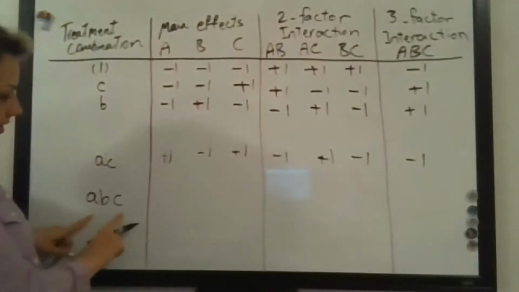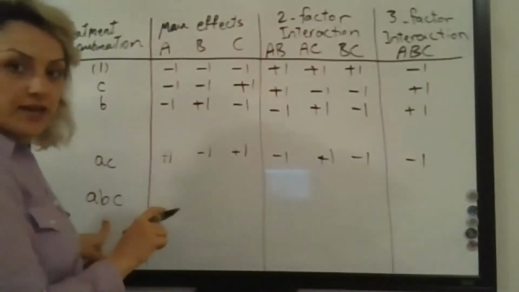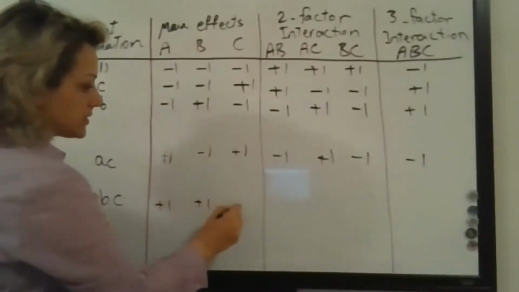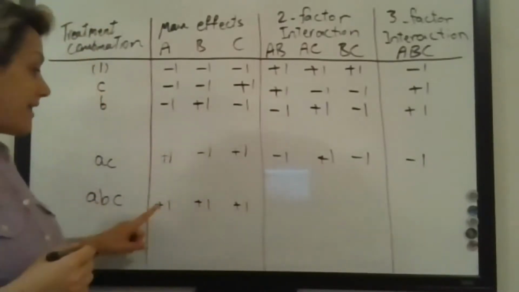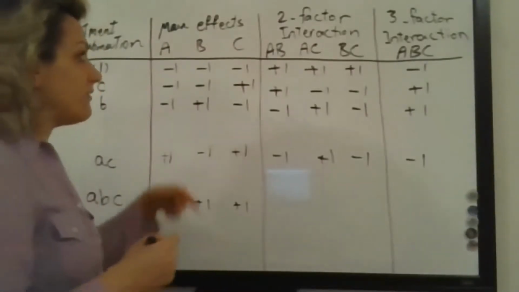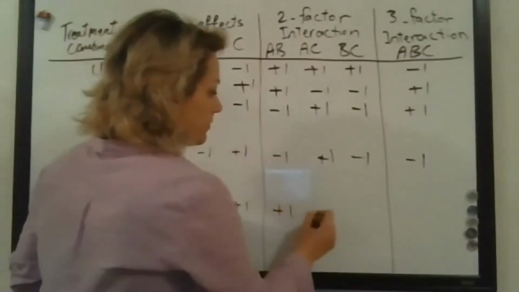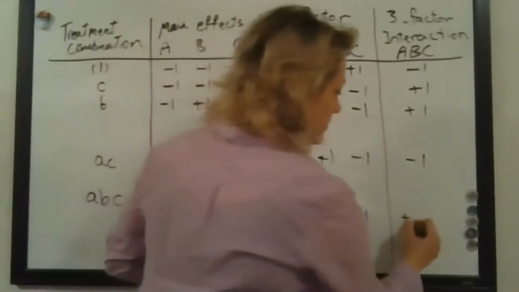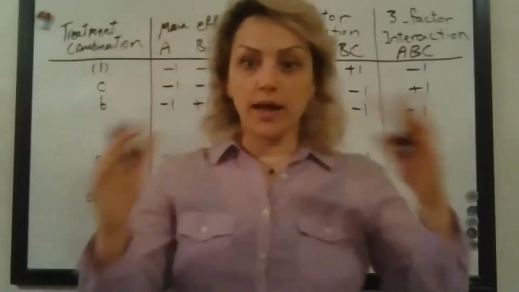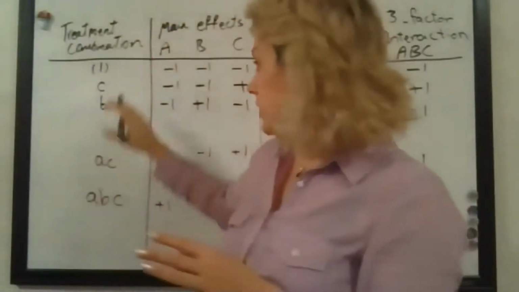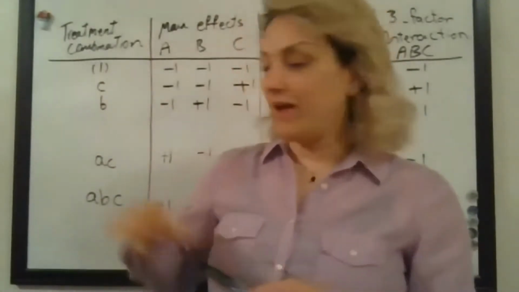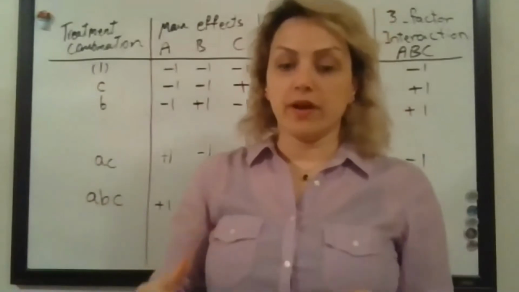And then let's do the signs for this one as well. The last one is +1, +1, +1, because it means that A is on the high, B is on the high, and C is on the high level as well. And then when we multiply them, it's going to be +1, +1, +1. So we can develop the whole table, all the runs that we have. We have 8 runs, right? And we would develop it for all of them.